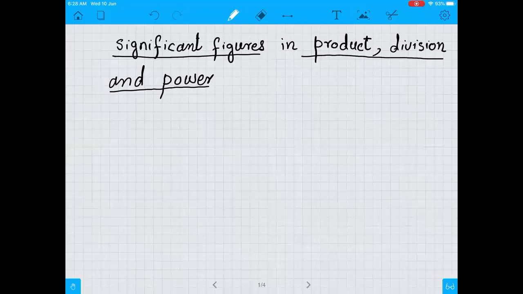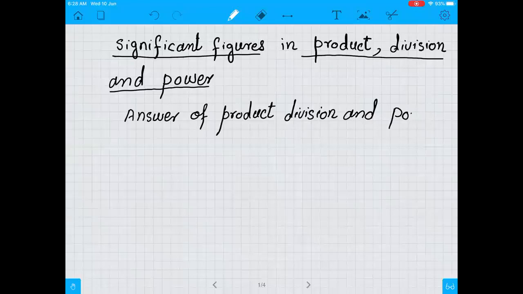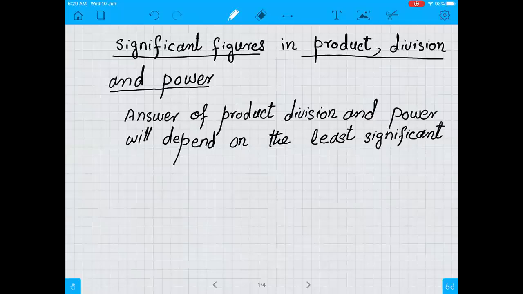Now, the answer of product, division, and power will depend on the least significant data. Students, whatever I'm writing, you have to copy it with me.